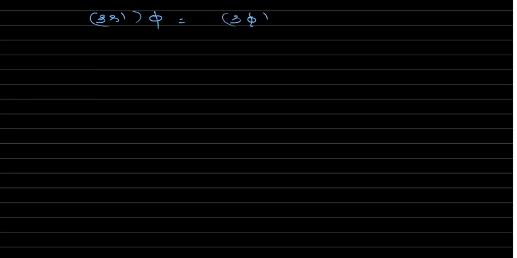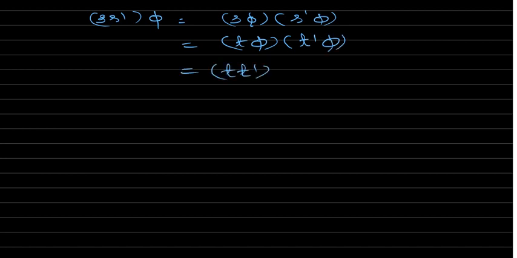Okay, let's start the lecture again. We were calculating S dash. S dash phi is equal to S phi, but S phi is the same as T phi and S dash phi is the same as T dash phi. So that means the pair (S, S dash), (T, T dash) belongs to rho, which is the kernel of phi.